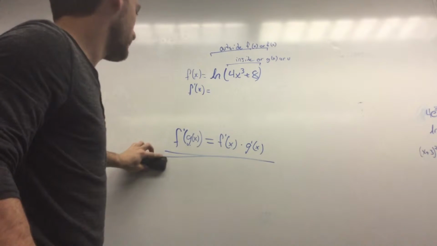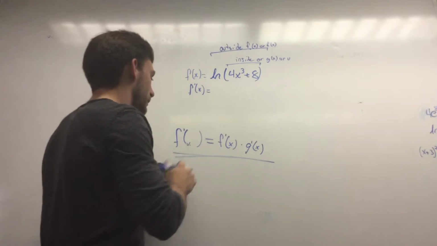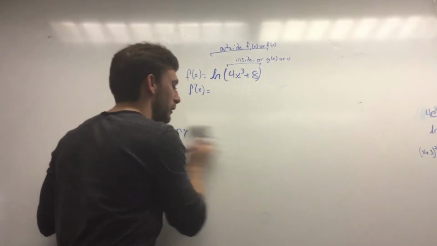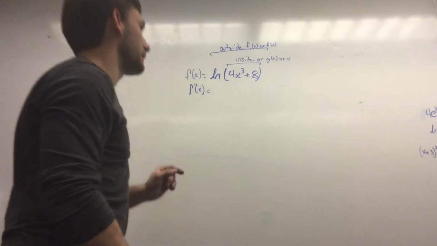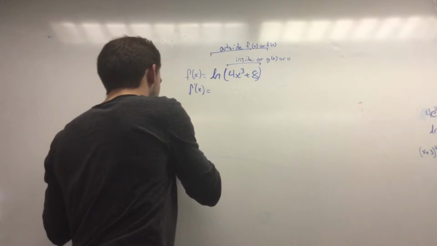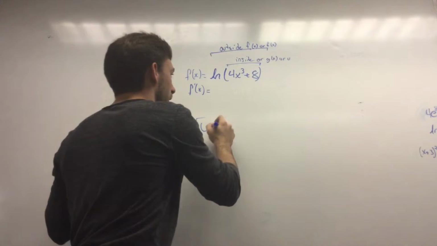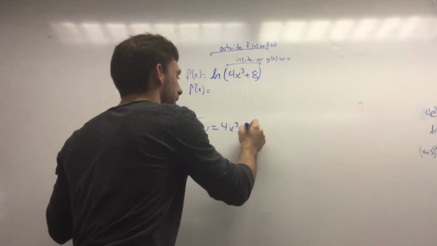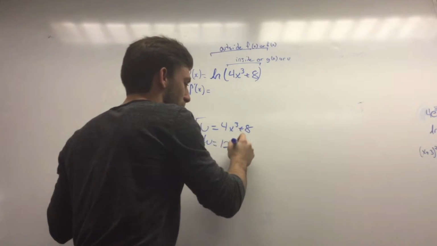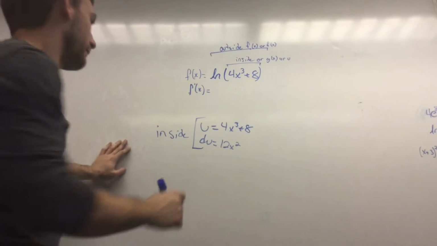So I guess another way I could write it is like this. It's kind of hard to write out, but you get the point. Outside, derivative of the outside times derivative of the inside. So this outside, inside. So inside, I'm going to say my u, which I already defined up here, is my 4x to the third plus 8. My du then is 12x squared. That's my inside. Got that done.